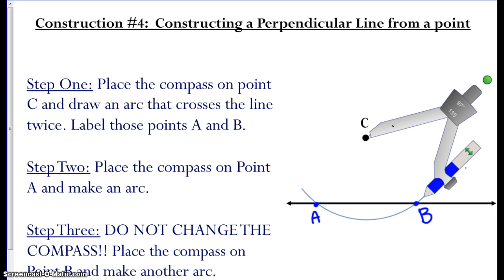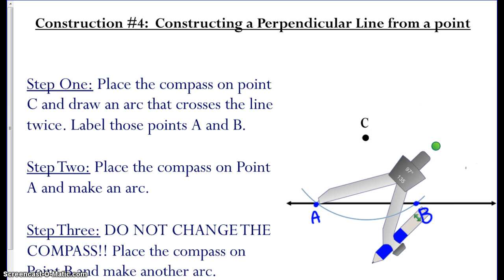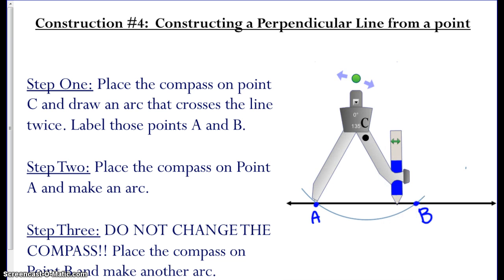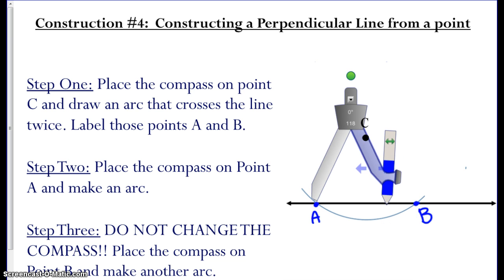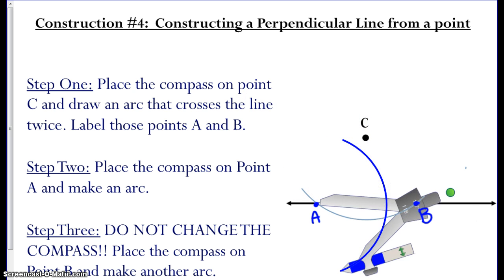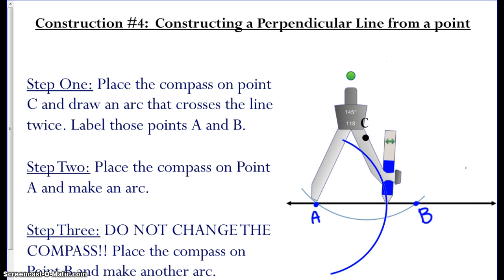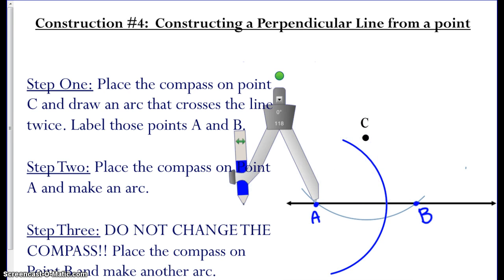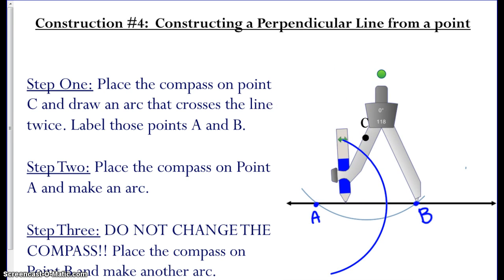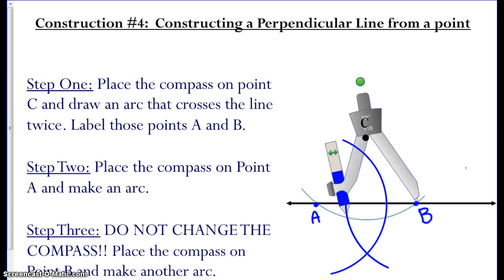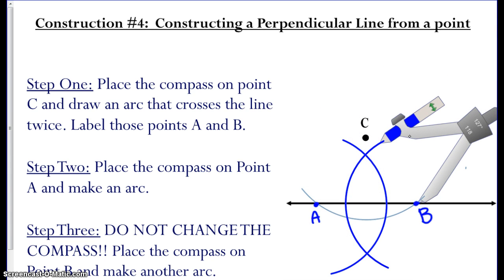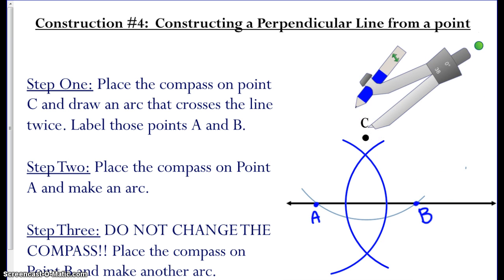Alright, so now let's put our point on point A. You want to make sure that your compass is open more than halfway between A and B. Now make an arc, and then make sure you don't change the compass width. That's really important. And I want you to put your point on B and draw another arc. Now you can go ahead and put your compass away for now.